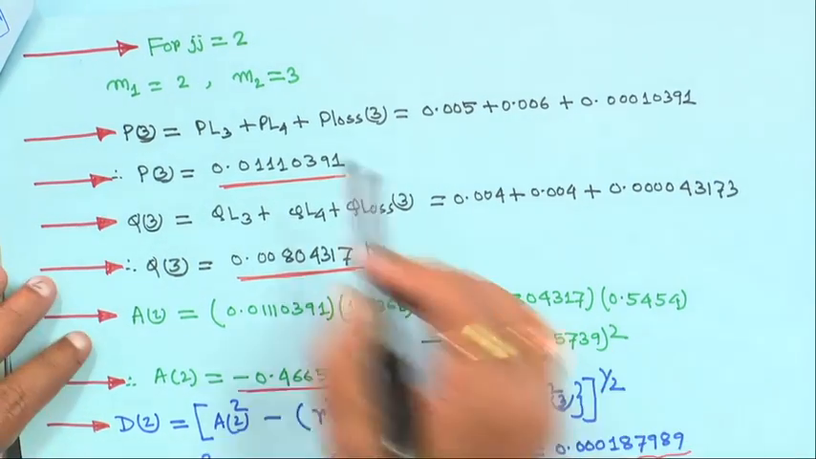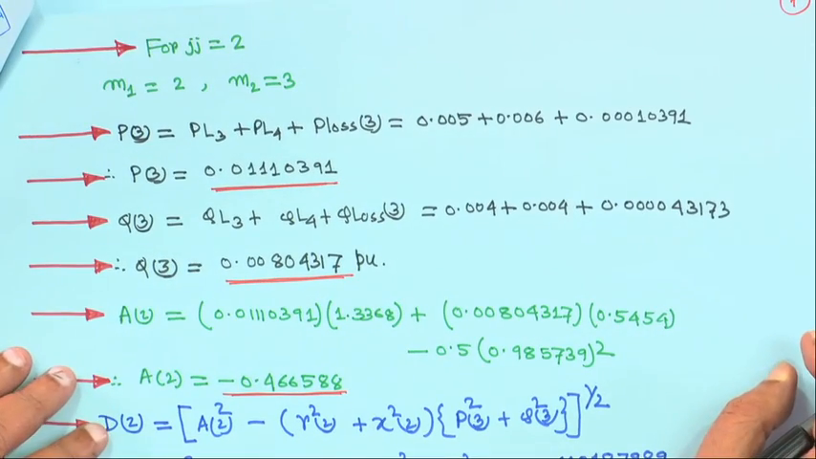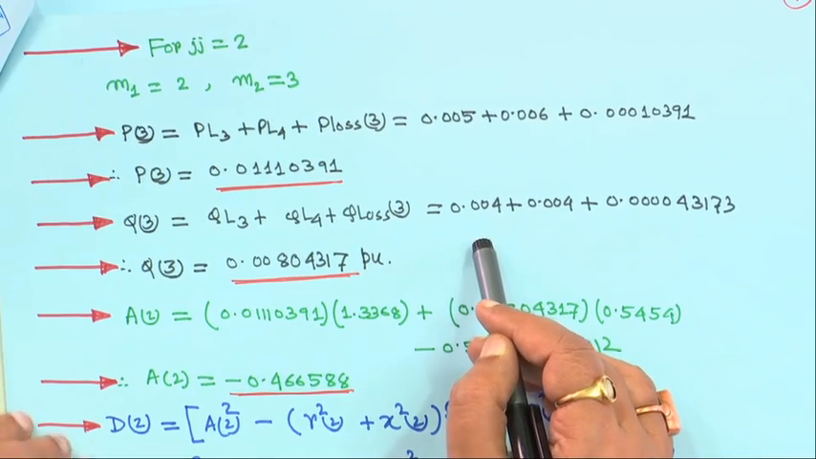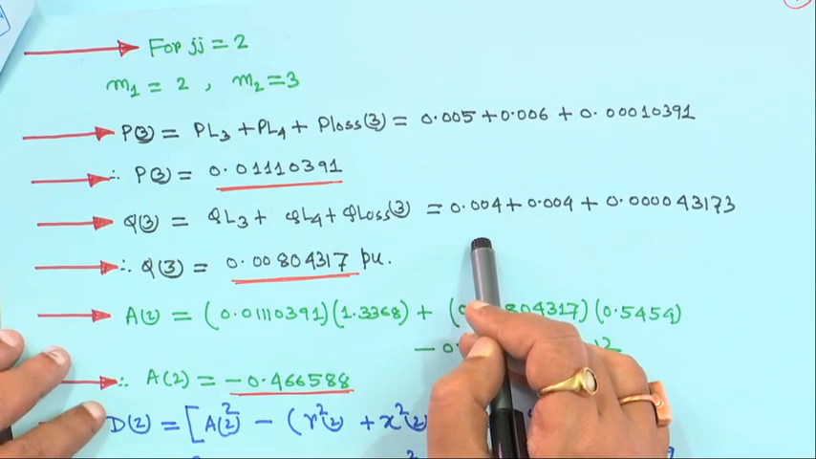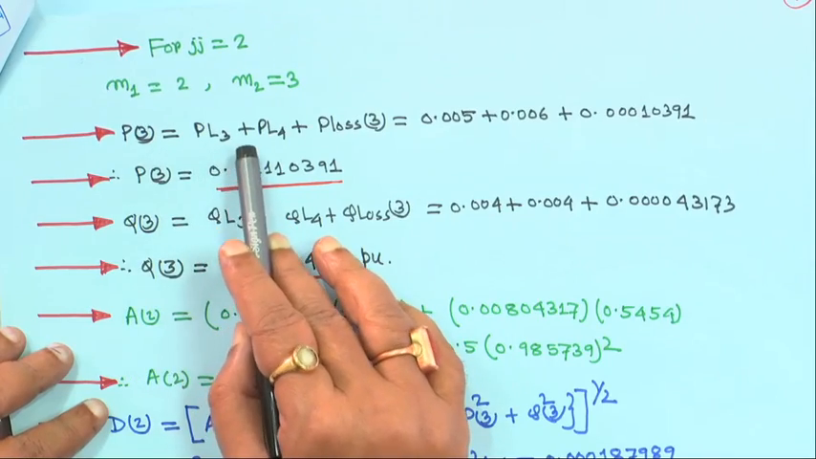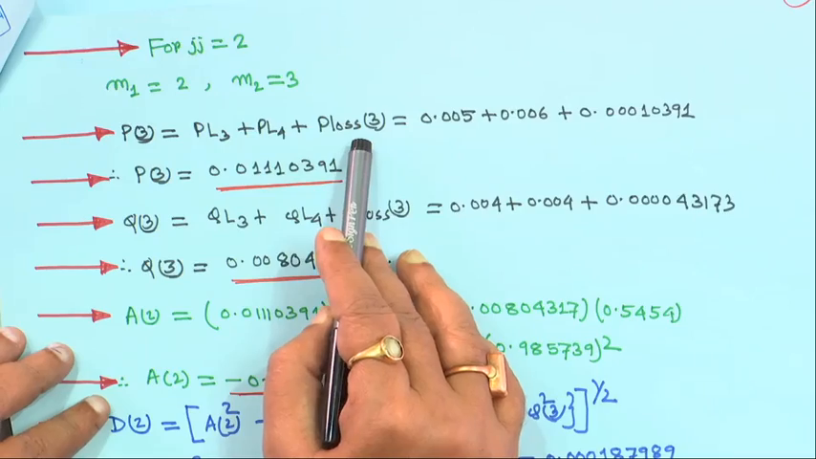Similarly, for J equal to 2, M1 is 2, M2 is equal to 3. Now everything is clear to you, right. Every step, all the mathematical relationships, everything has been explained. It is because beyond node 3, including node 3 itself, it is PL3 plus PL4 load, and beyond node 3 only one branch is there, P loss 3.